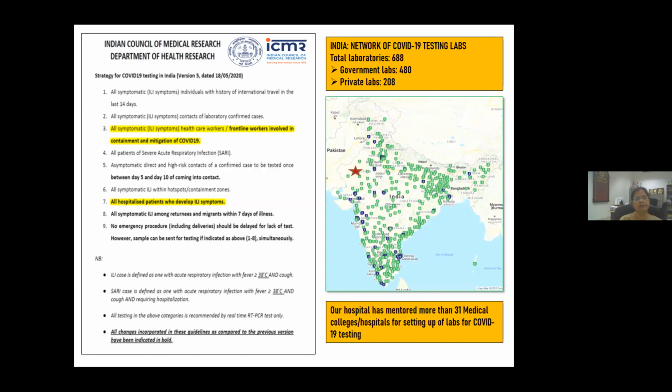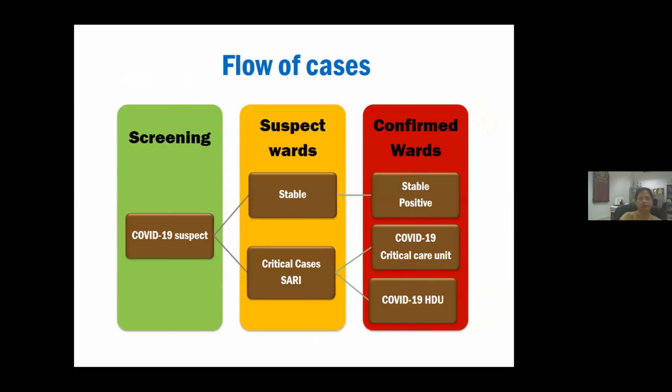And point number 7, all hospitalized patients who develop ILI symptoms, who develop influenza-like symptoms, are sent for testing. However, no emergency procedure is delayed for lack of testing. After appropriate screening, the healthcare worker and inpatients are kept in suspect ward. And after getting the testing report, the COVID positives are shifted to COVID ward or ICU depending on their severity of illness. And negatives are kept in quarantine either at home or at institute designated centers.